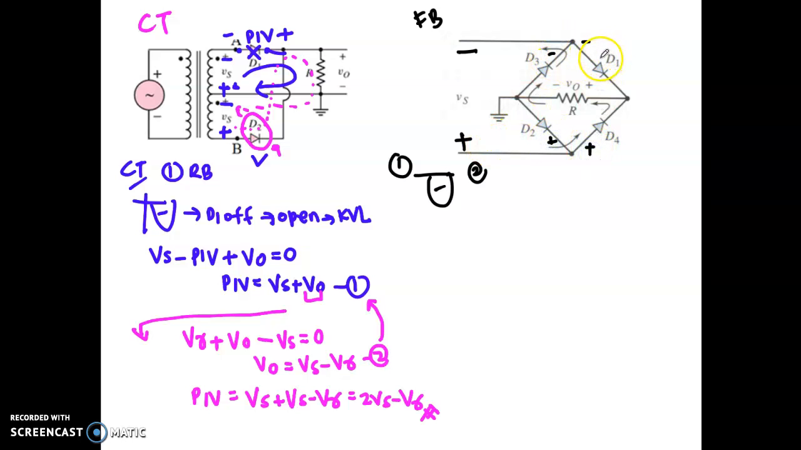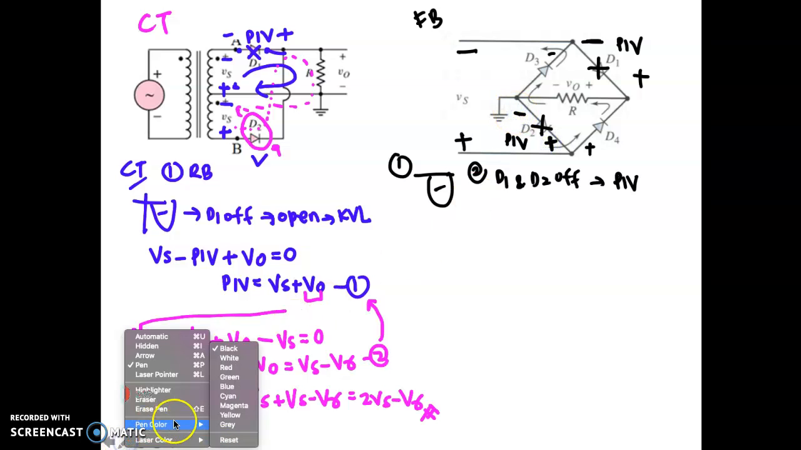Look at here, which diode will be off? The diodes that will be off are diode 1 and diode 2. The ones where the diodes are off, that's where you put your PIV. So you have two PIV here, one at D1, one at D2. Then don't forget the sign: here becomes minus, here is plus, and here is plus, and here is minus.